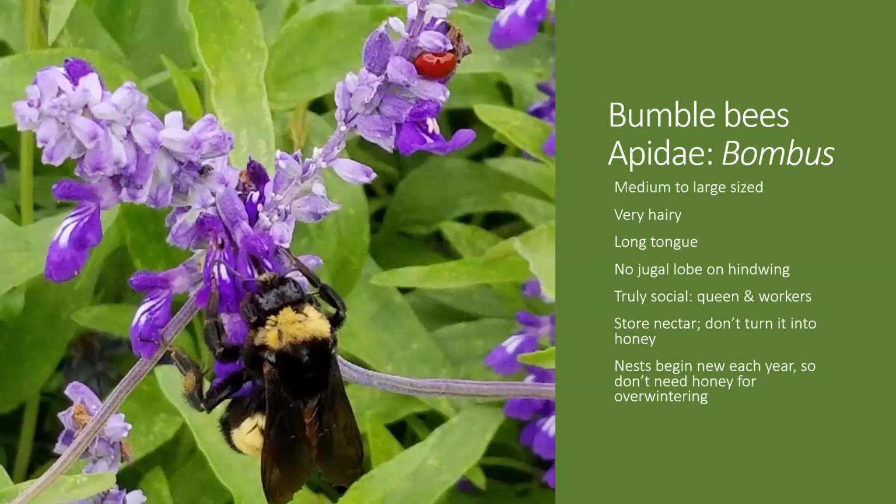So essentially what happens in the fall of the year is that they will have a queen, they produce males, they emerge. Those queens are going to mate, and then that mated queen is going to overwinter in a protected space, and then she'll start a new colony the following year.